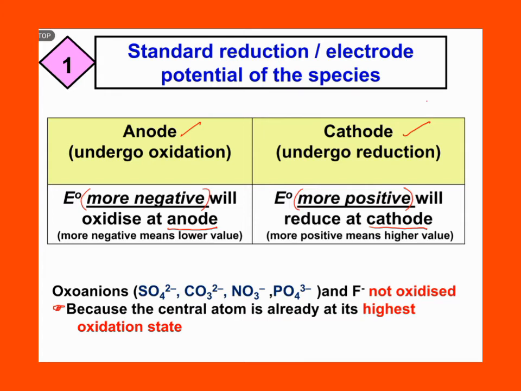Examples of oxoanions are sulfate ion, carbonate ion, nitrate ion, and phosphate ion, and also fluoride ion, but these are not oxidized. It is because the central atom is already at its highest oxidation state.